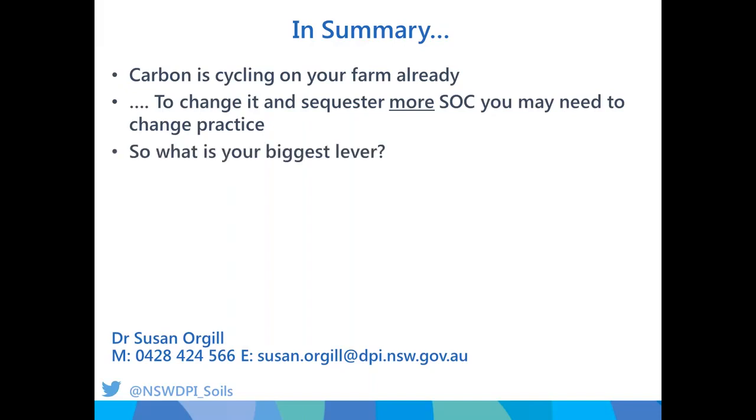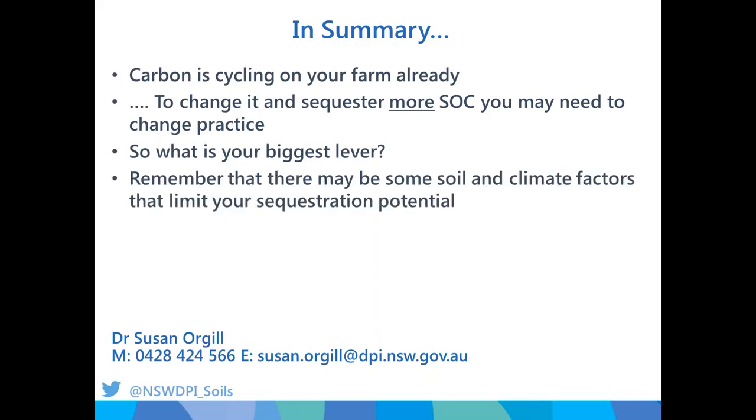But really it comes down to thinking about in your paddock, on your blank canvas, what's your biggest lever to pull? Is your productivity and your plant growth limited by soil acidity? Is your nitrogen fixation limited by soil acidity? Because I've already shown you that nitrogen is a really important component for microbes, but also for plant production. Maybe productivity is limited by compaction, something physical, and that's your biggest lever to pull, or maybe it's nutrition. So it's really important to identify what your biggest lever to change actually is.